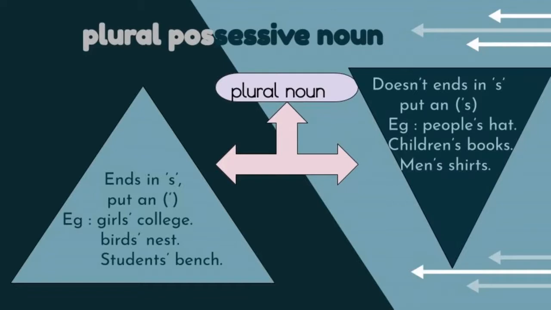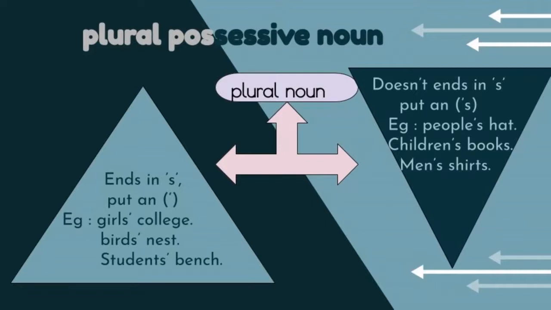Look at the examples here. Girls' college. So the plural noun is girls. So that's why we put an apostrophe after the plural noun girls. Let's move to the next example. Birds' nest. So the plural noun is birds. So that's why we put an apostrophe after the noun birds.